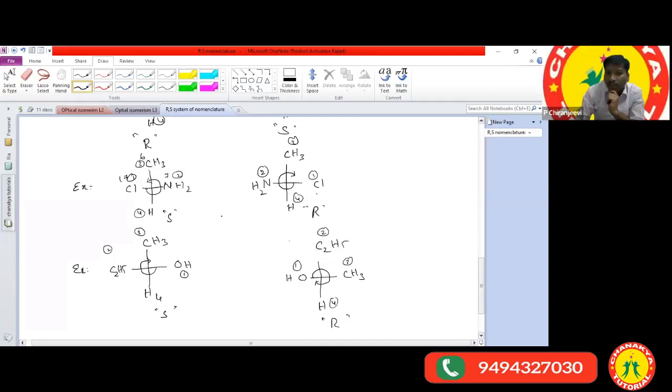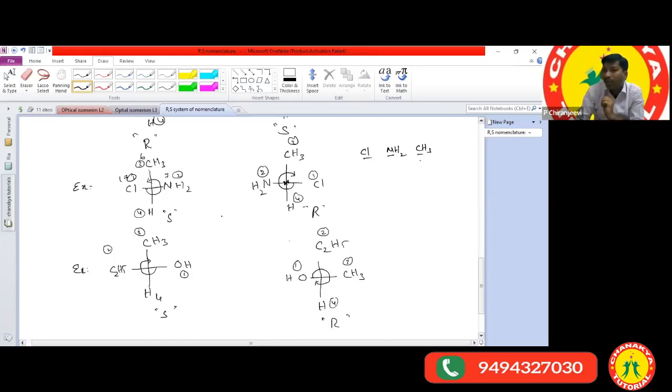Right, Samhita. First, this is the chiral carbon. This carbon is surrounded by four different groups of atoms: chlorine, amine, and methyl group. First, I am checking the starting elements. The starting element is chlorine, nitrogen, and carbon.